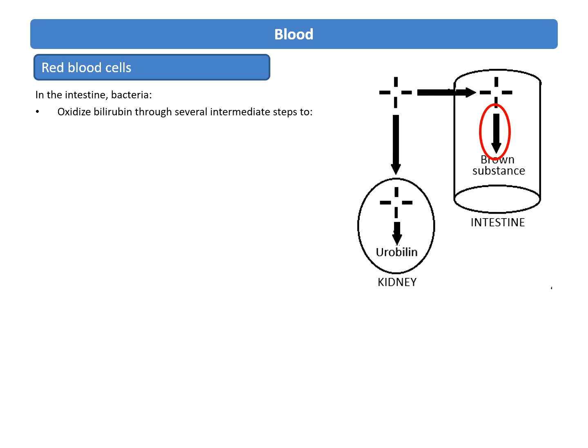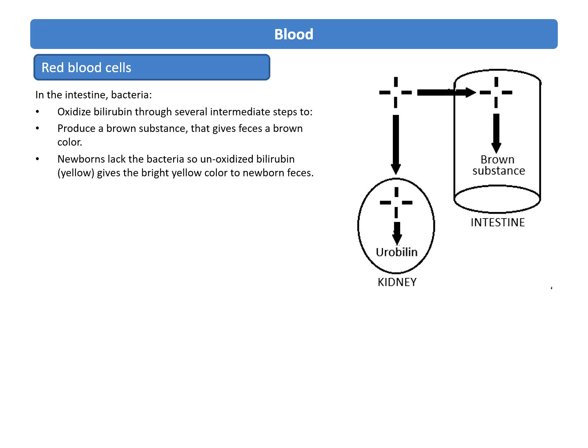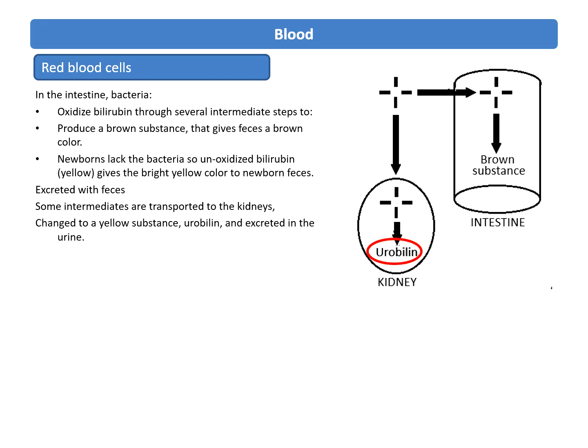the bilirubin is oxidized through several intermediate steps by intestinal bacteria. It produces a brown substance that gives the feces a brown color. Newborns lack the bacteria, so unoxidized bilirubin, yellow in color, gives the bright yellow color to newborn feces. The bilirubin ends up being excreted with the feces. Some intermediates are transported to the kidneys. They're changed to a yellow substance called urobilin and excreted in the urine.